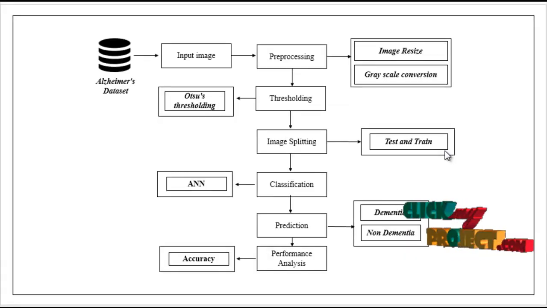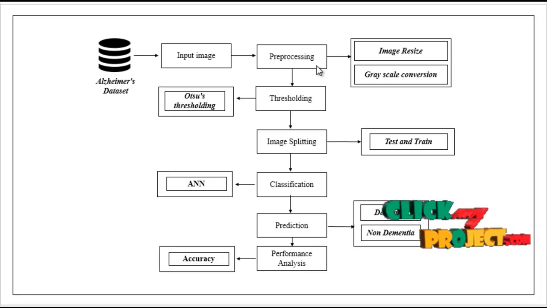This is the flow of our diagram. First we have to take the Alzheimer's dataset. The dataset contains n number of images, which is collected from dataset repositories like Kaggle, UCI or GitHub. After that we have to select one input image from the dataset. The selected input image is carried to the pre-processing step.